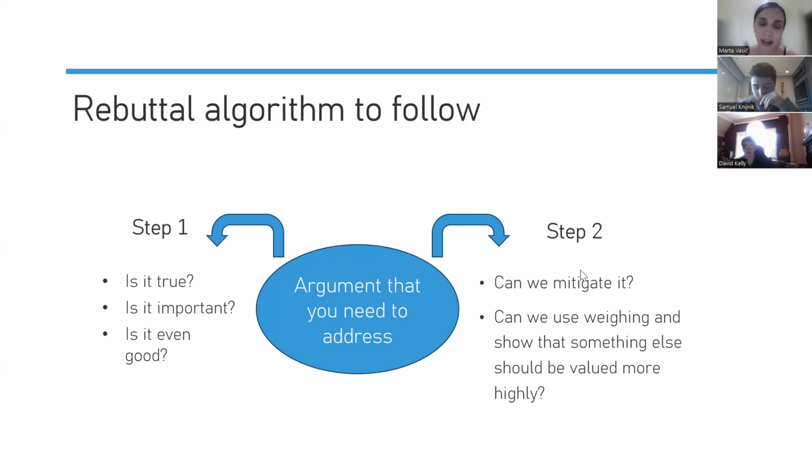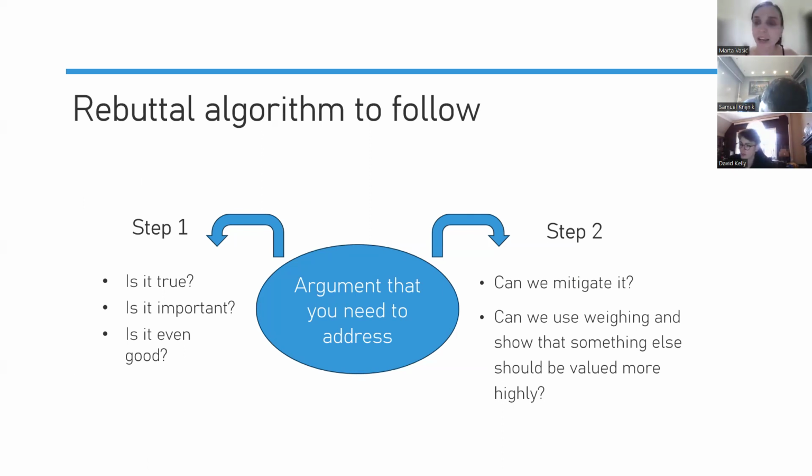So, and after I have done that, the second step would be to see, okay, so maybe I cannot dispute an argument based on none of these three criteria, and then what do I do? And then I have this step two where I think of two questions. Okay, I cannot disprove it, but A, can I mitigate it? Or B, can I weigh it with something else and point out that that other thing should be valued more highly? Okay, so this is something which is super important.